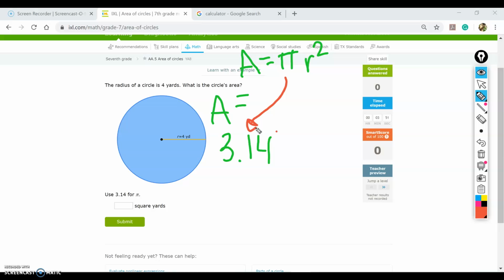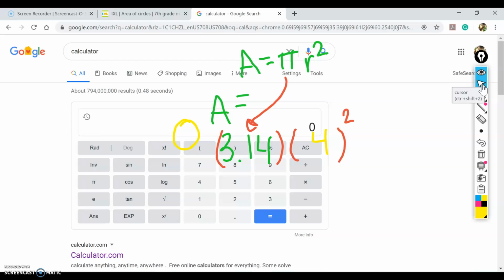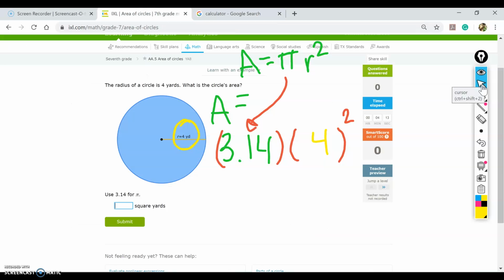Then I need to do r to the power of 2. If you see it on the circle, r represents the radius, and the radius in this case is 4. So 4 to the power of 2. I'm going to use my calculator for that. You can search for a calculator like I did here, or you can use your phone, whatever you have for the calculator.